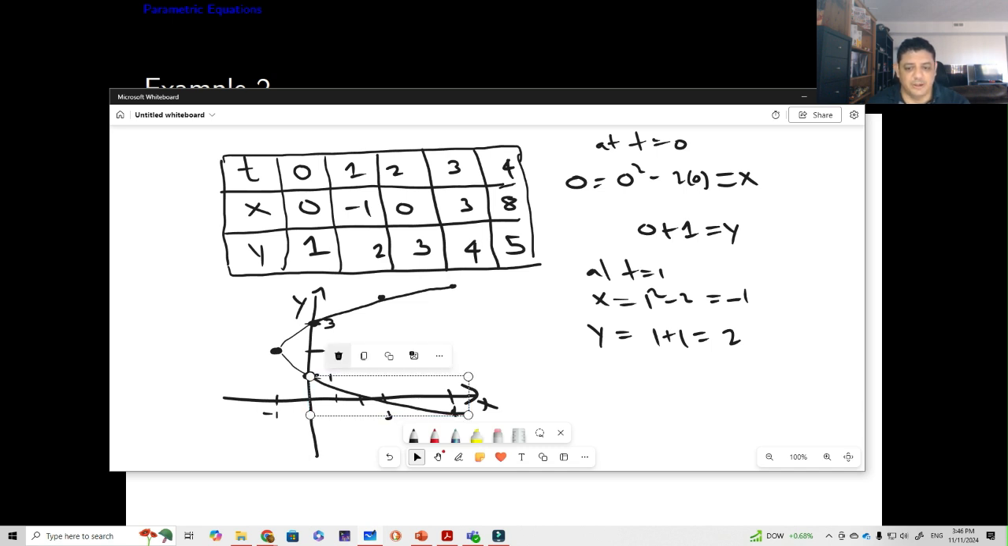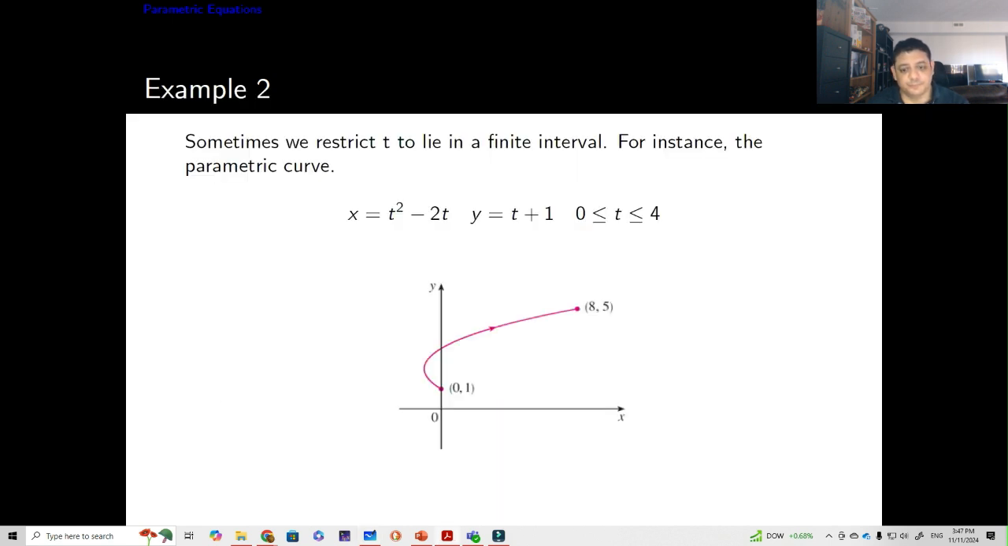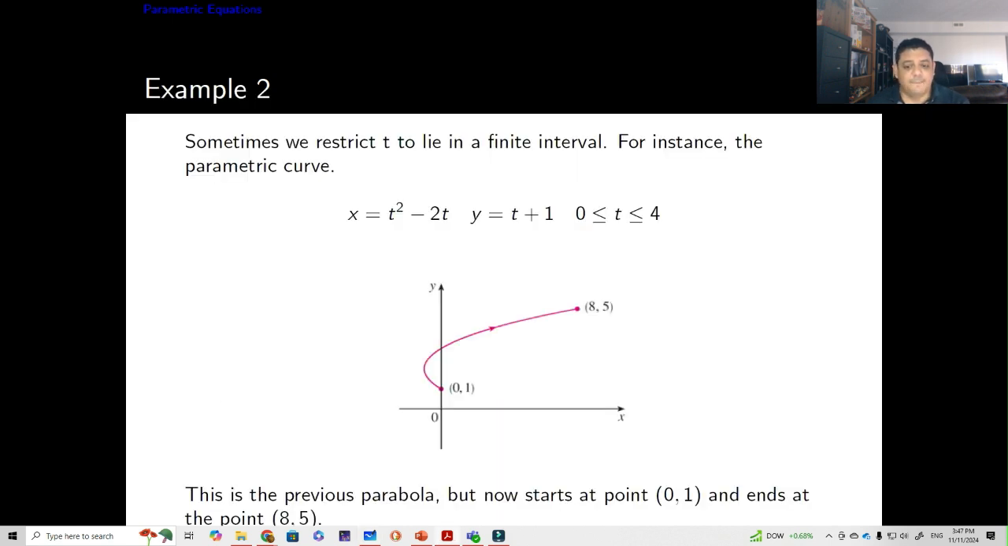That kind of matches with what I was doing here, except that I can't have this piece that I have over here. And so that's now going to match with what I did here, and it's just this piece of the curve. Now, notice that this is exactly the same parabola that we had before, but we're just cutting pieces, and now it starts at 0.1 and it's going to end at 8.5. This is valid for describing particular curves.